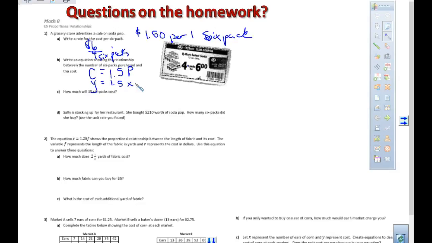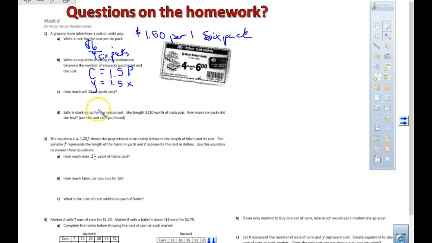Your quiz today is going to look a lot like this, where I give you a rate. You need to change it to a unit rate in order to write an equation, okay? So that's kind of the process you're going to go through. I had a lot of people not find the per 1 6-pack. They wanted to do per $1. I don't want to know how many 6-packs per $1. I want to know how much per 1 6-pack. You got to be careful.